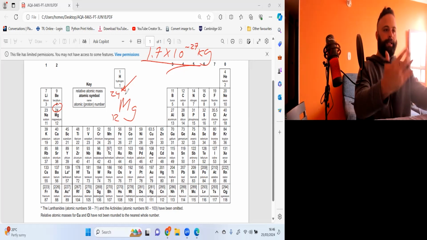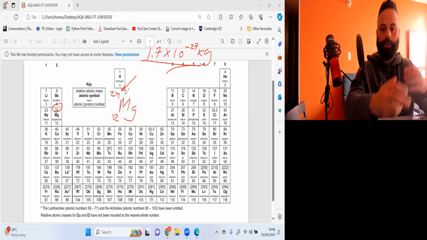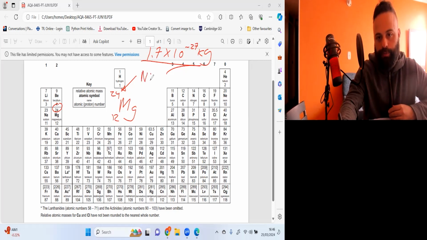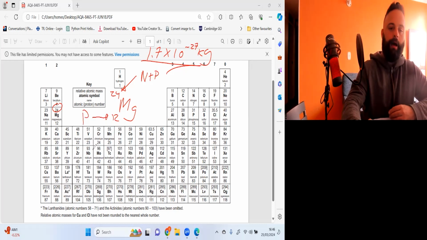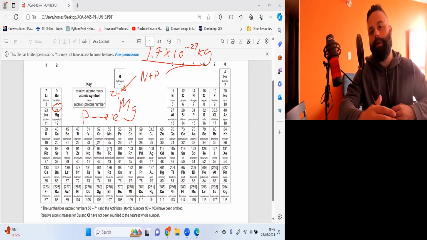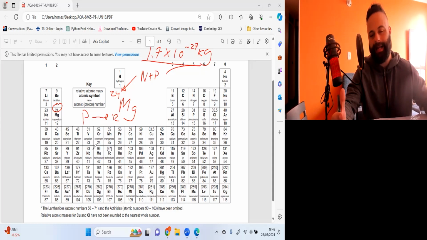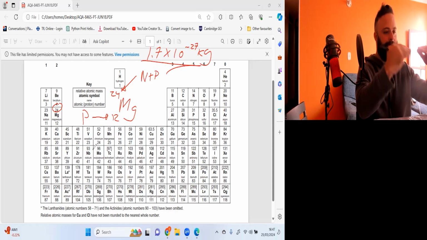Now, what makes up the mass of an atom? Well, the mass of an atom is made out of neutrons and protons. So I'm just going to write neutrons plus protons. Your bottom number is your atomic number, and that is your proton number. So that is the number of protons you have, which is also equal to the number of electrons you have if we're talking about an atom. Something that does not have charge, that means there's a balance of protons and electrons.